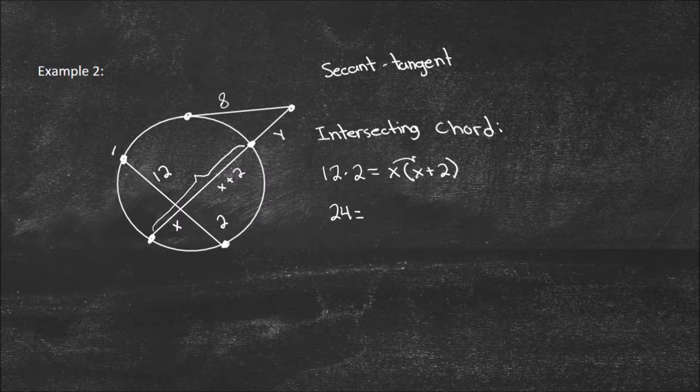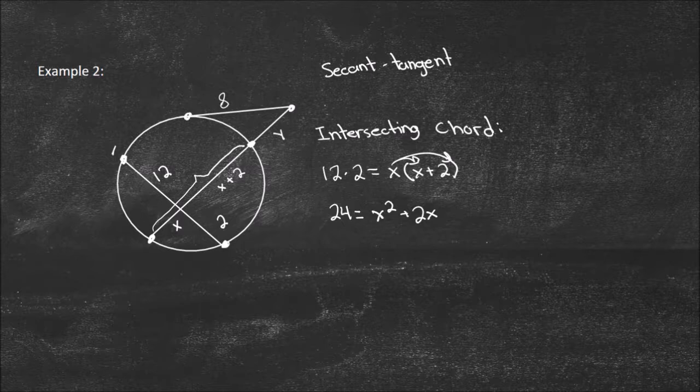Now I need to distribute x times x and then x times 2. Be careful with x times x. A lot of people want to say 2x, but it's actually x squared. You've got to be careful with that. So we get x squared plus, now x times 2, that's when you get 2x. So we get 24 equals x squared plus 2x.